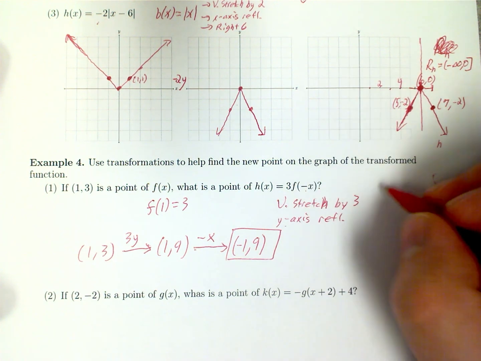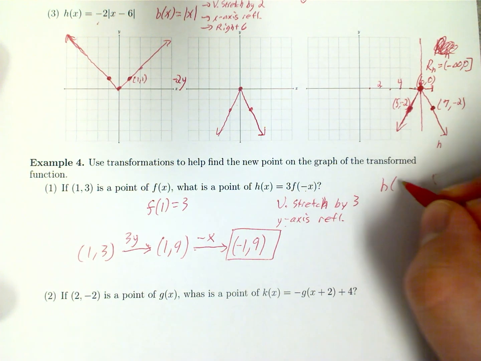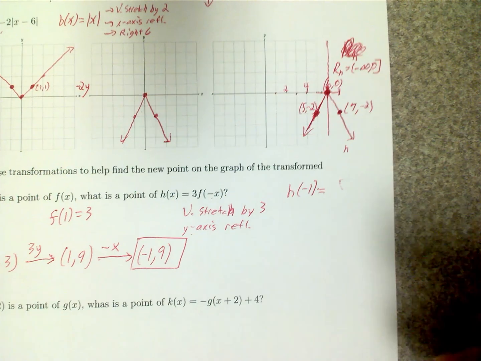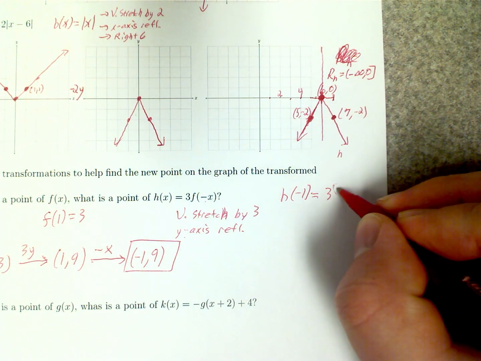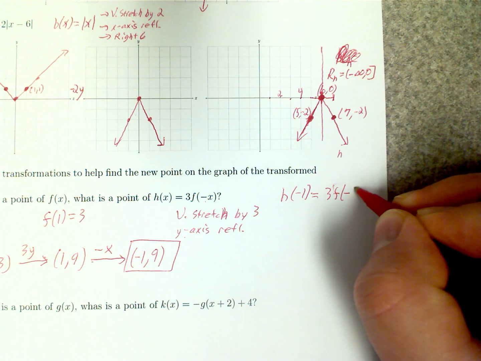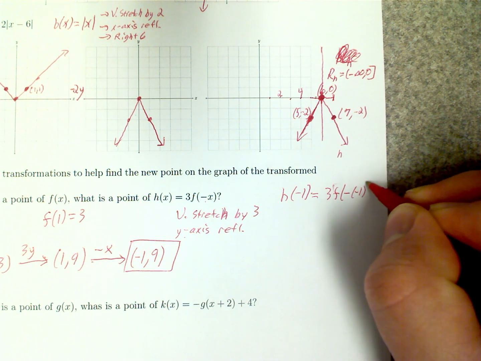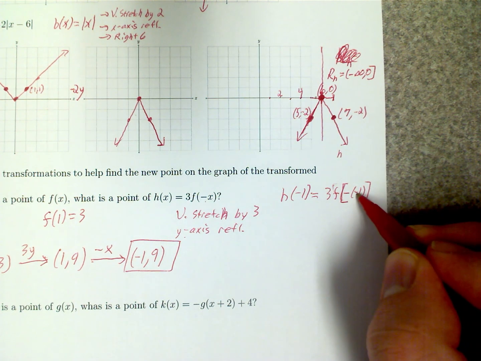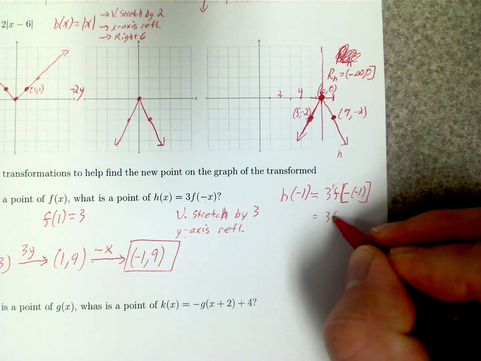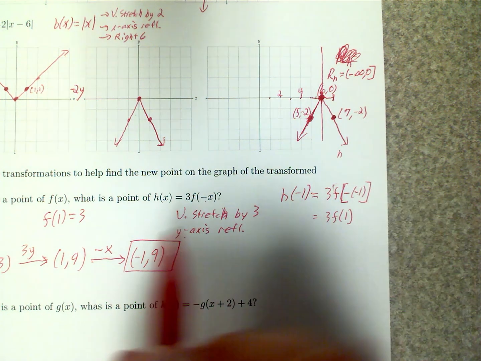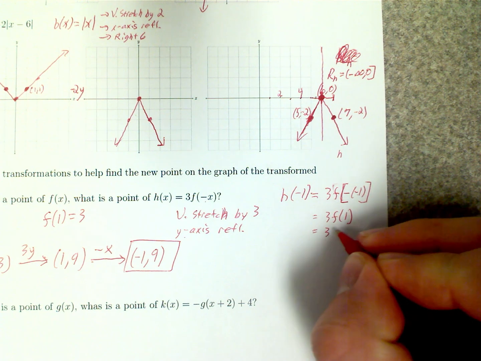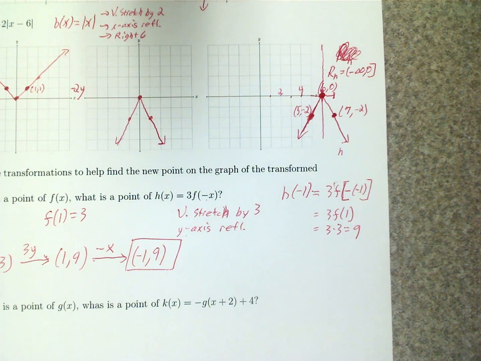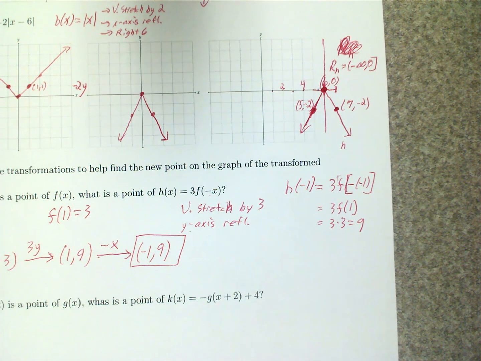So we're trying to say h of negative 1 equals 9. Well, h of negative 1 is 3 times f of negative x. But in this case, we plugged in negative 1 for our x. Negative of negative 1 is equal to 1. And what did we say f of 1 was? It was 3. So we get 3 times 3, which is in fact 9. So if you plug in negative 1, you get out 9. That's exactly what we're saying by those transformations. So we can kind of verify it.